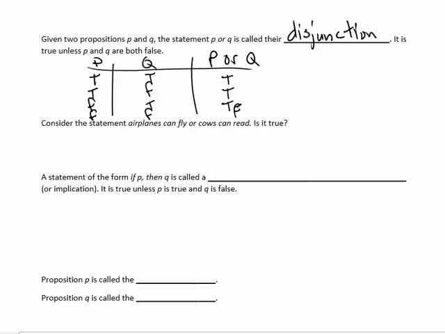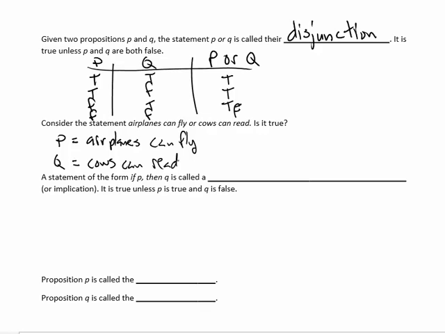Okay, so how does this work in actual sentences? Consider the statement, airplanes can fly or cows can read. Is that a true statement? Well, let's define P to be the first statement, that airplanes can fly. And Q, we'll say, is cows can read.